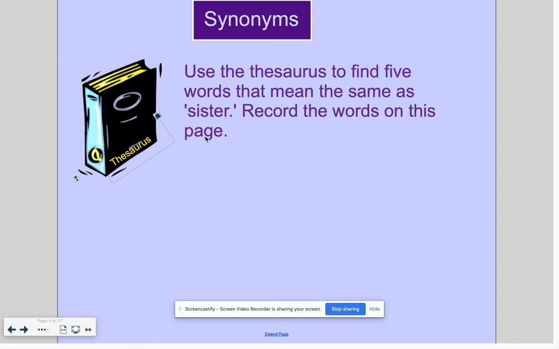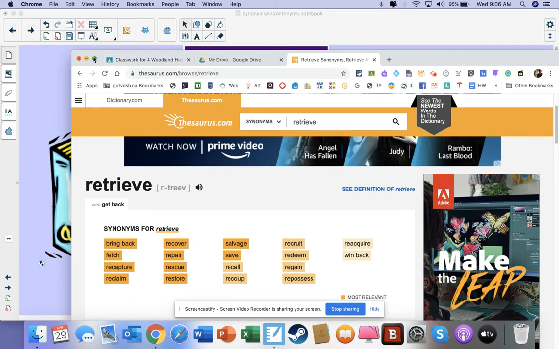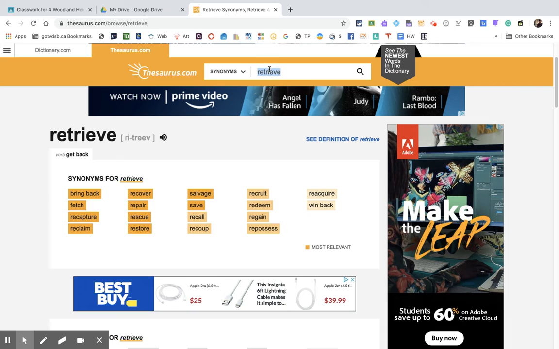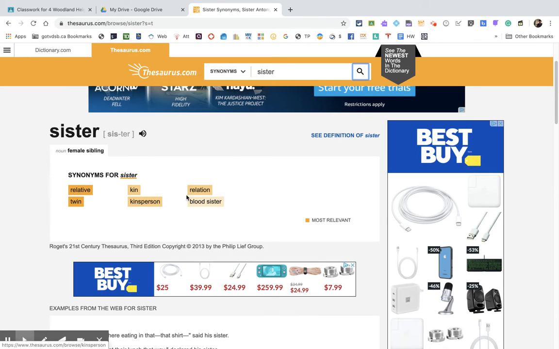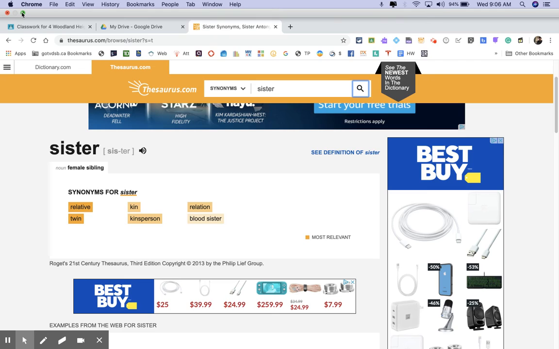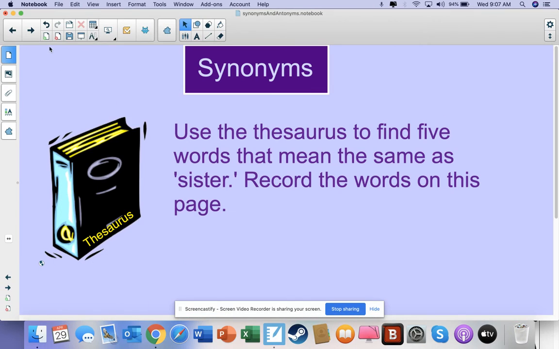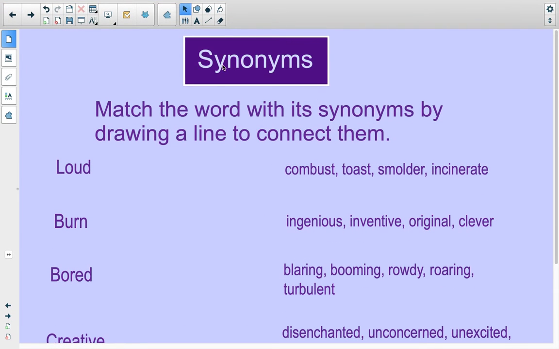So now they want you to find words that mean the same as sister. Okay, so let's take a look at what we can find for sister. Sister might be a tricky one. I'm going to click on this to find sister. Oh, there's relative, twin, kin, kinsperson, relation, blood sister. I've never heard of that. So there are not a lot of words that mean exactly the same as sister, but you can see how they are connected.